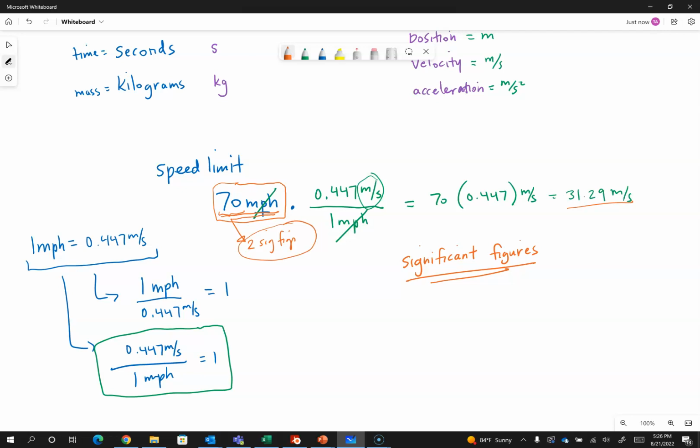We always base the significant figures in our answer off of the numbers in the problem, and always based off of the number that has the least significant figures. Of course, in this particular example, we're only converting the 70, so our answer needs to have 2 sig figs as well. So we would say that 70 miles per hour is 31 meters per second. We cannot know that any more accurately, even though the conversion factor is more accurate.